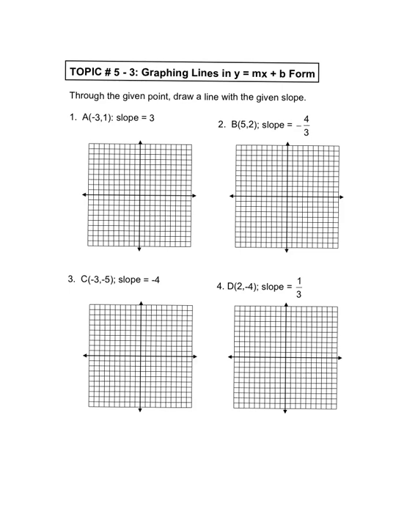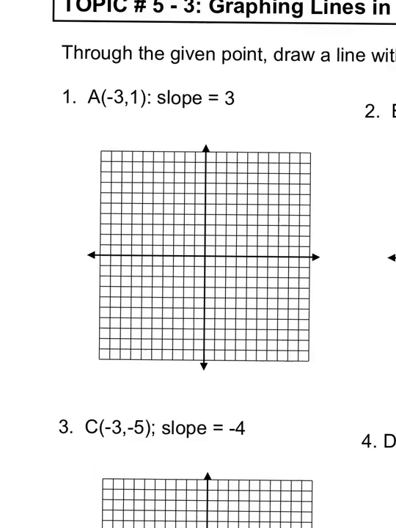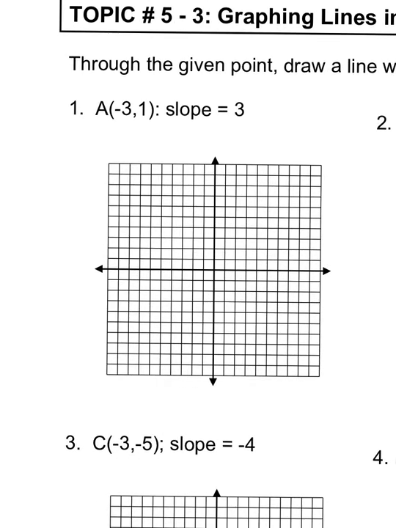Today we'll be graphing lines in y equals mx plus b form. Through the given point, draw a line with the given slope. So on number 1, we have a slope and we have a point. This is not written in y equals mx plus b form, but it's just a reminder that we're going to start with a point on the line.